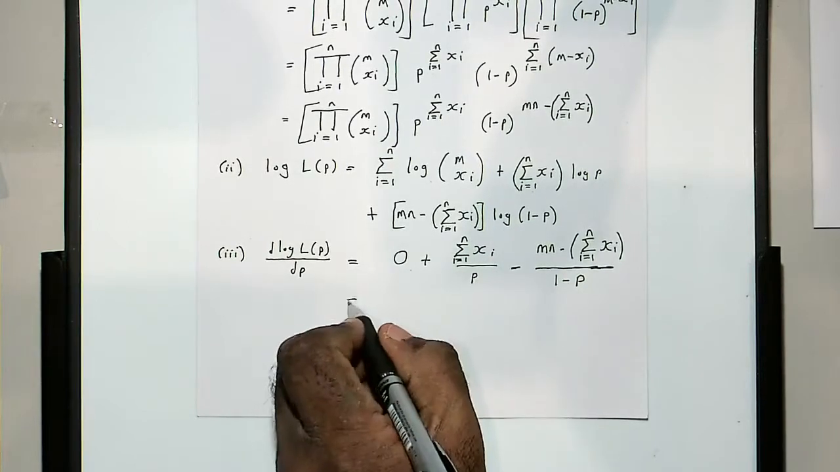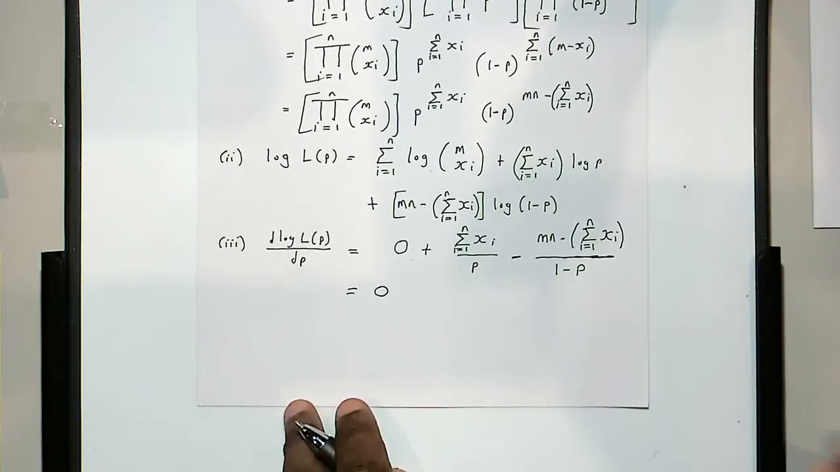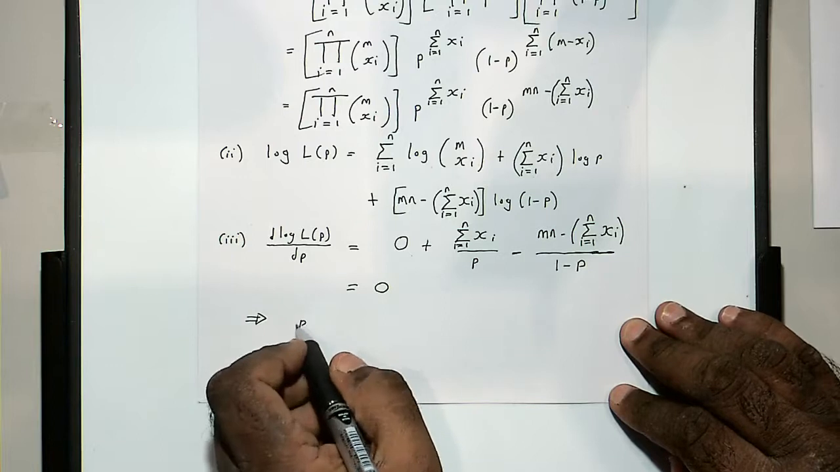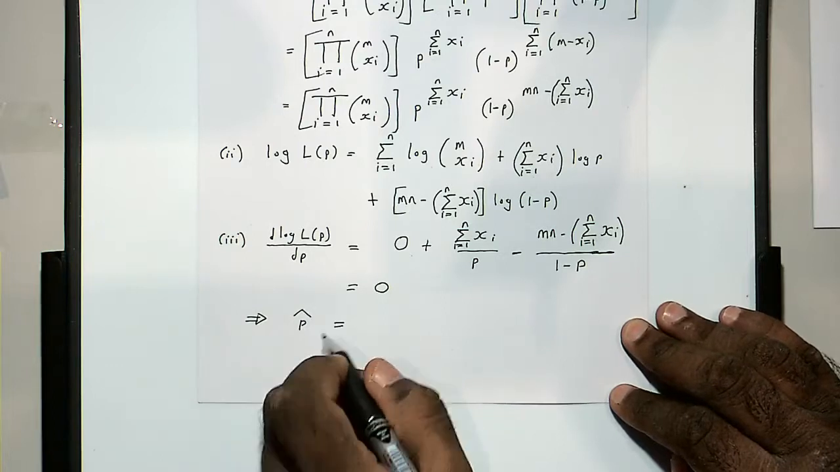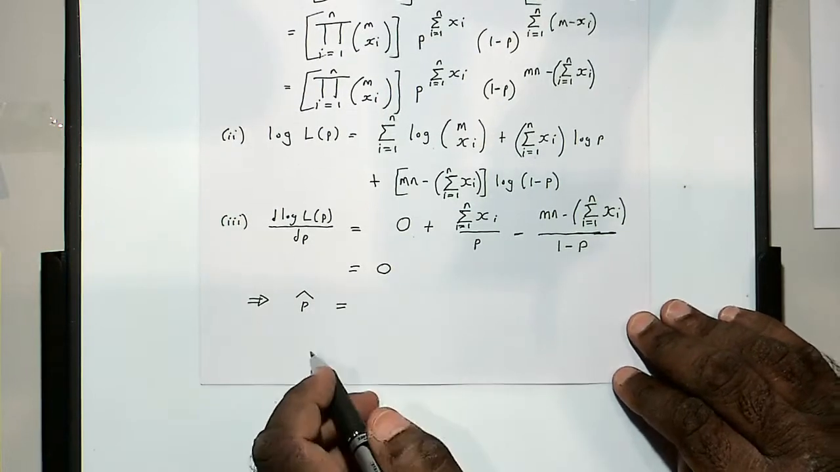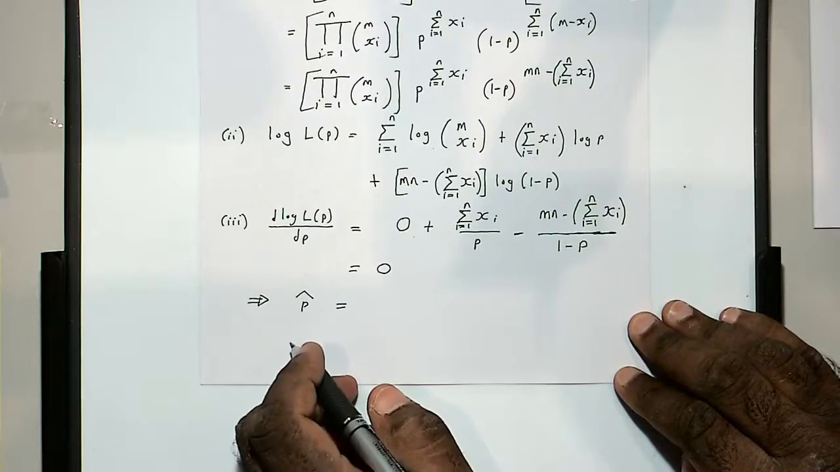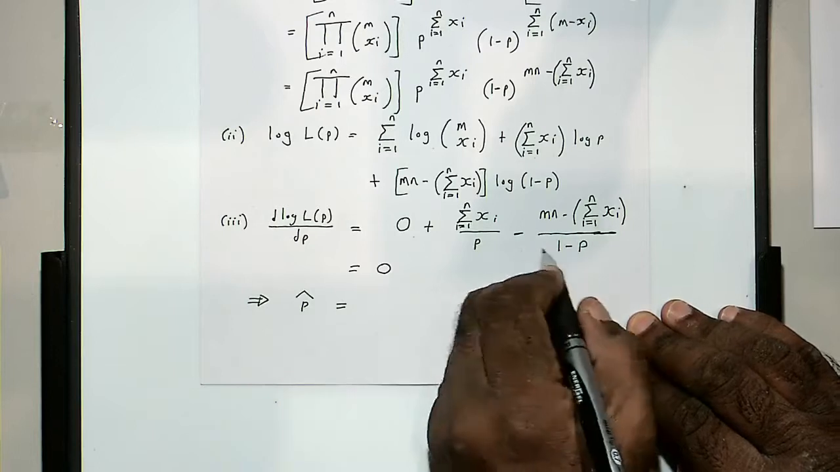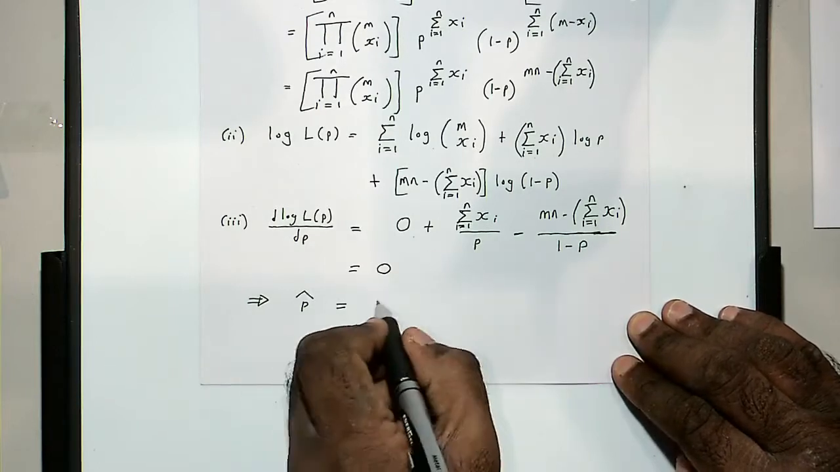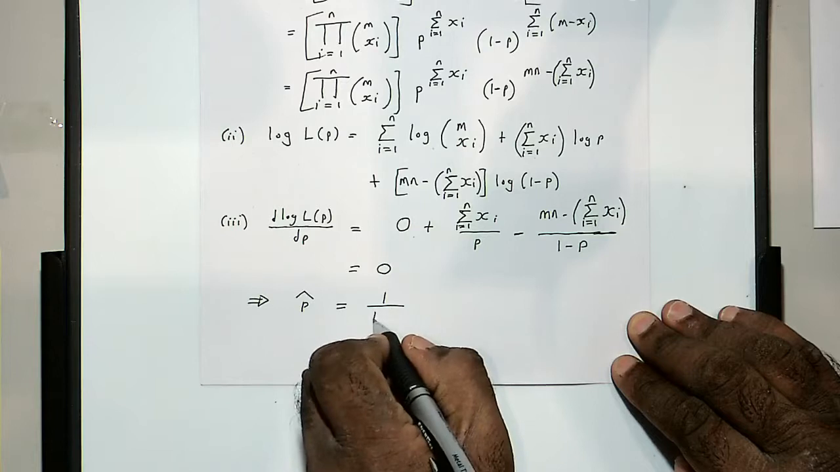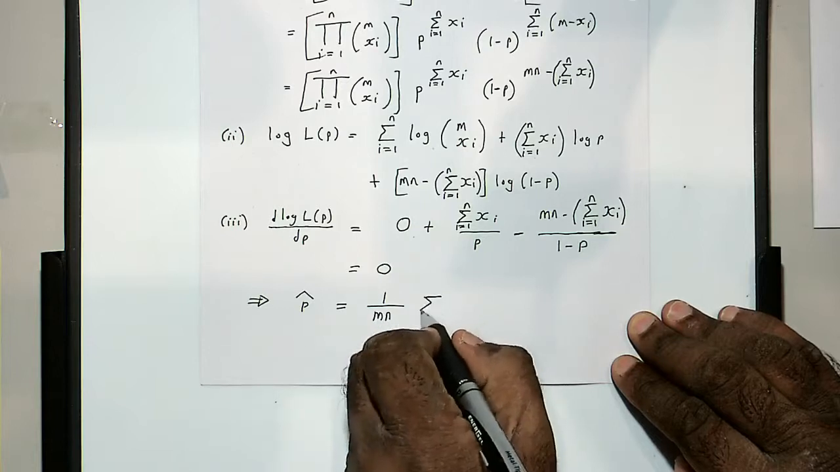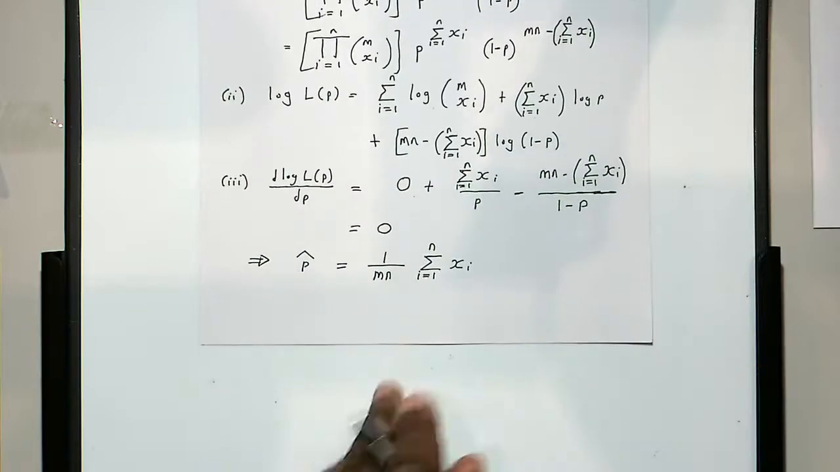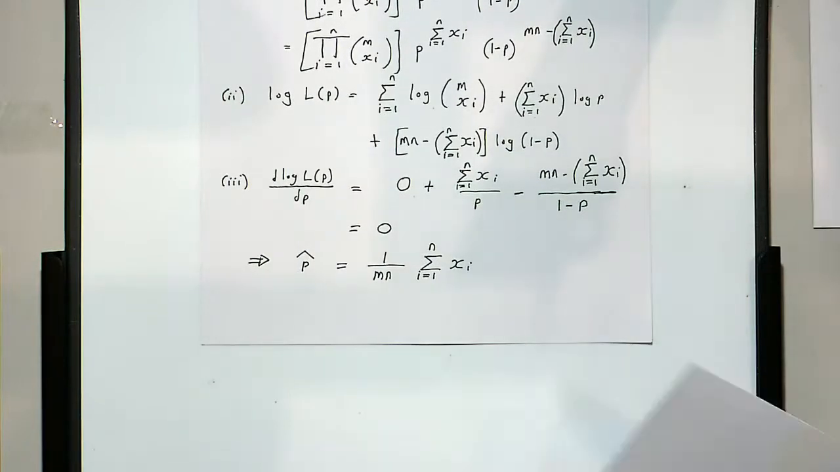Now, if you set this to 0 and solve for p, once again I'm going to do this in one line, but I'm sure you guys know how to solve equations. I hope I don't need to show you. So you should solve this equation for p, and you get 1 divided by m times n, times the sum of xi. So this is what you will get. That's only up to step number 3.